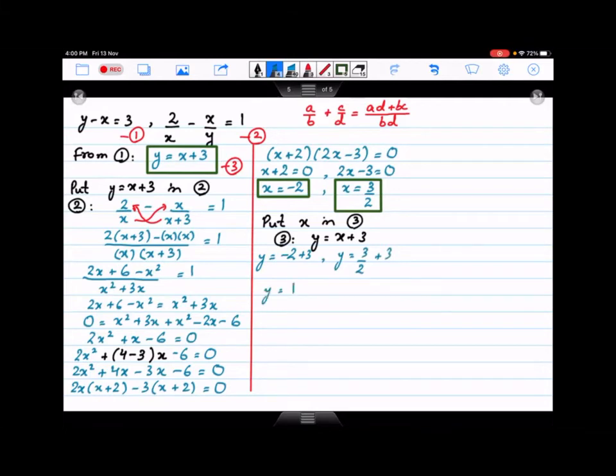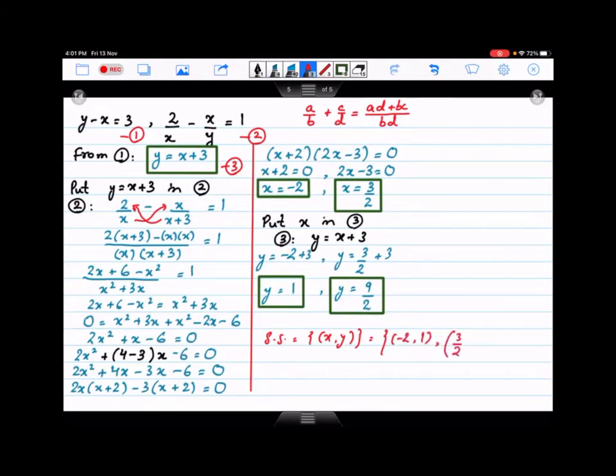So it should become 1 and this should become, by taking LCM, 9 upon 2. So writing it in the solution set in the form of x comma y, minus 2 should be making a pair with 1 and 3 upon 2 should be making a pair with 9 upon 2.